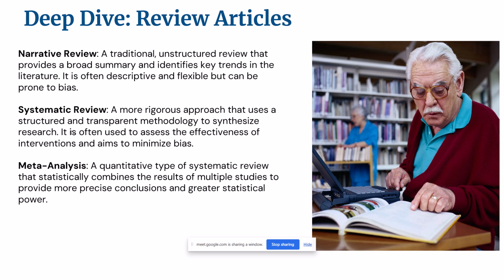We have meta-analysis, which is a quantitative type of systematic review that statistically combines the results of multiple studies to provide more precise conclusions and greater statistical power. So sometimes those meta-analyses, we can see them as a comparative study. It's a kind of comparative study.